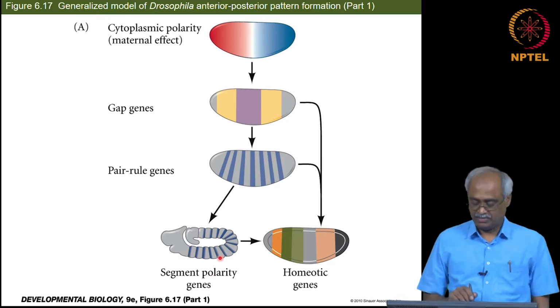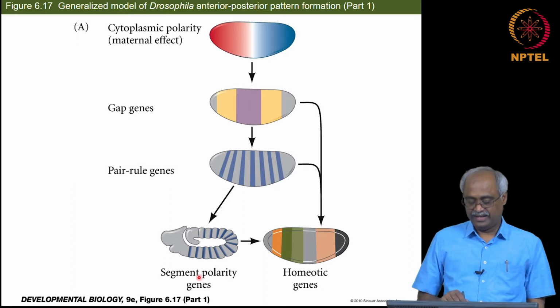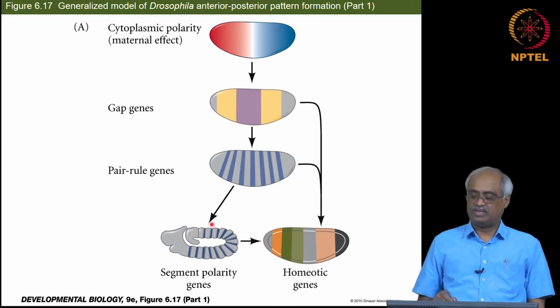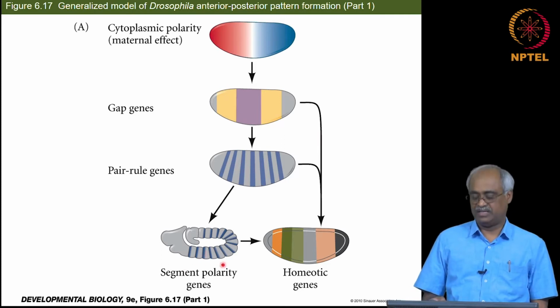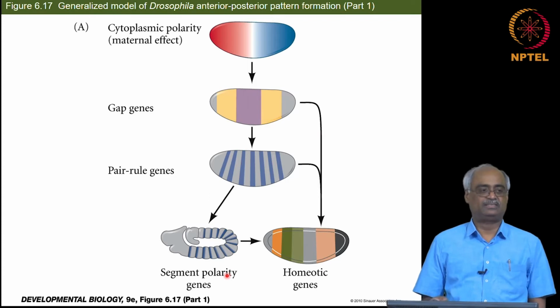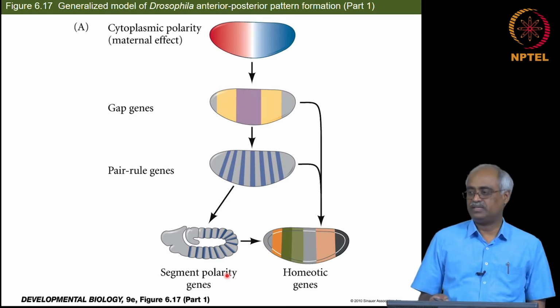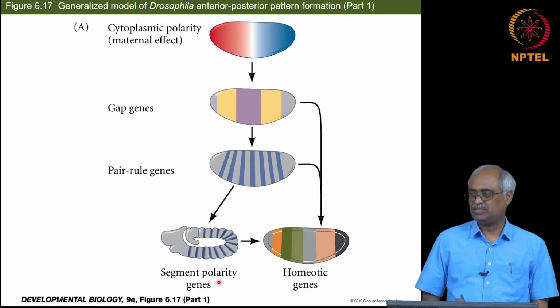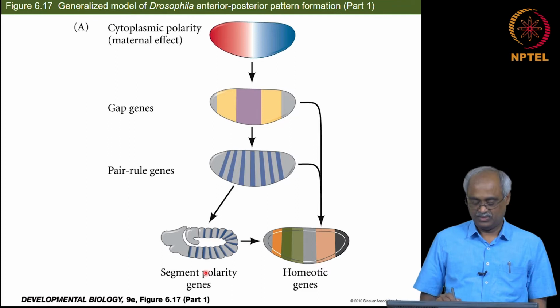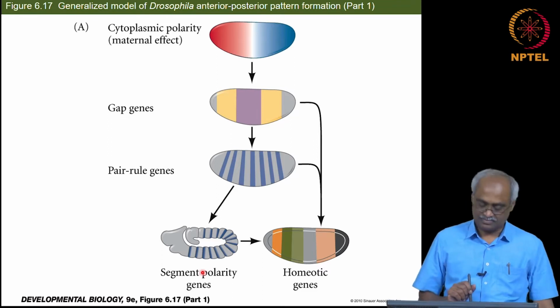So, these are the segment polarity genes, and by this time actually the embryo gets cellularized. By the time segment polarity genes are activated, it gets cellularized. Now, you can have adjacent cells signaling and influencing each other, and that finally leads to activation of what are called homeotic genes. So, today our goal is to go up to segment polarity genes. Homeotic genes we will see next class, okay. So, hopefully we will go up to this.